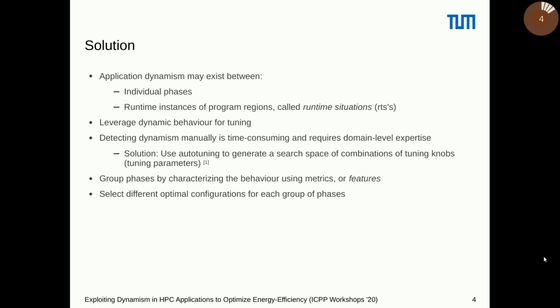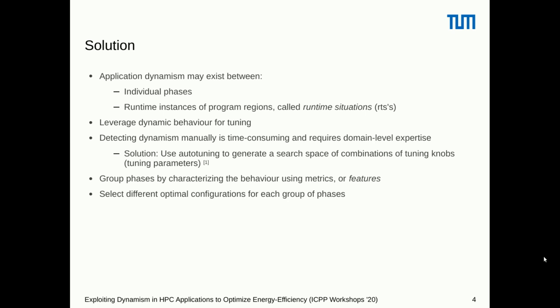An application may exhibit interphase dynamism from changes in the execution characteristics due to changing control flow while the simulation is progressing through the sequence of phases. In addition, the application may also exhibit intraphase dynamism, either due to data-dependent variation in the characteristics of a region over time, such as in grid refinement, or due to different invocations of the code regions. These runtime invocations are called runtime situations, or RTSs.